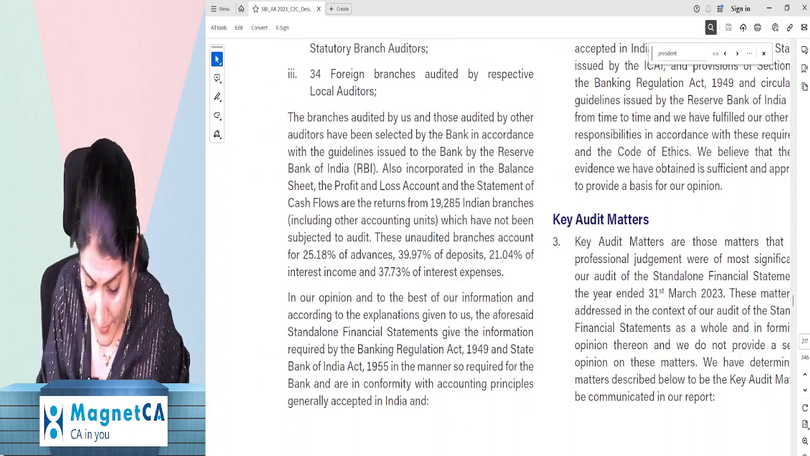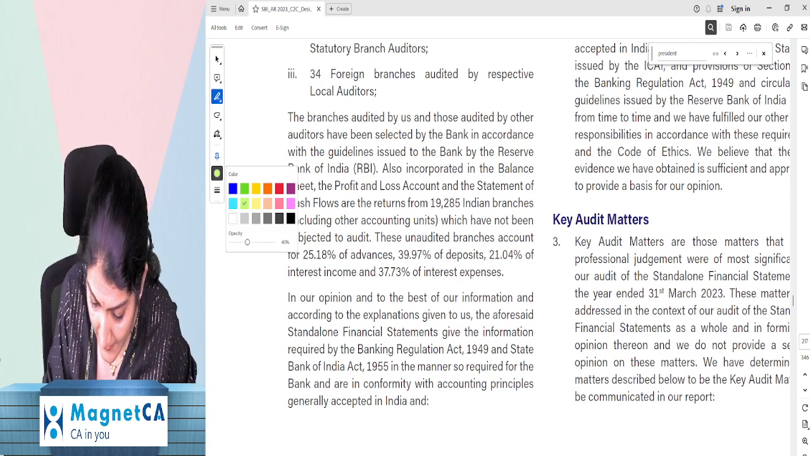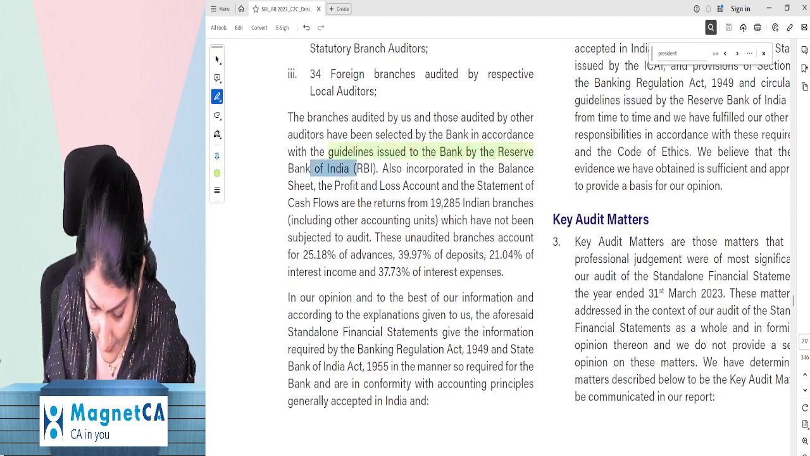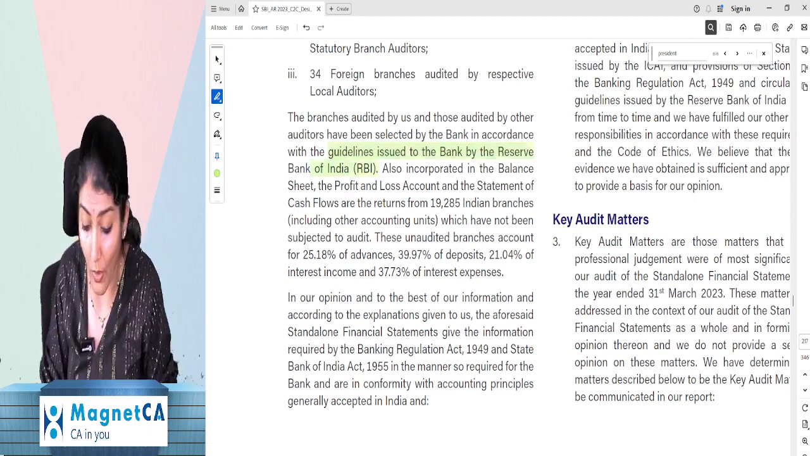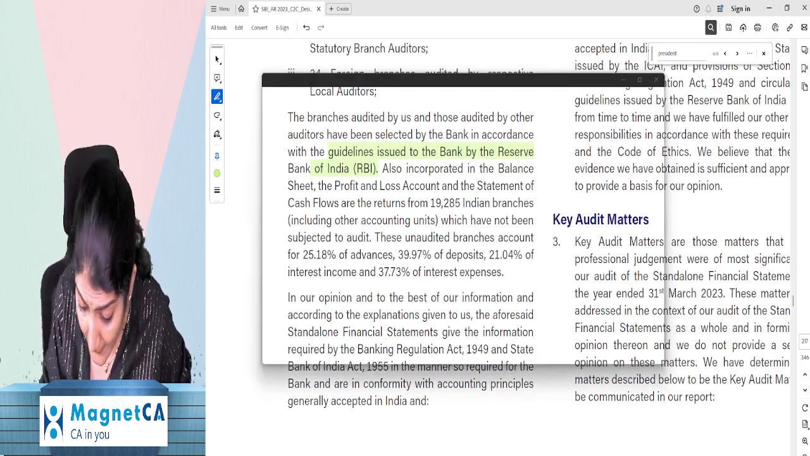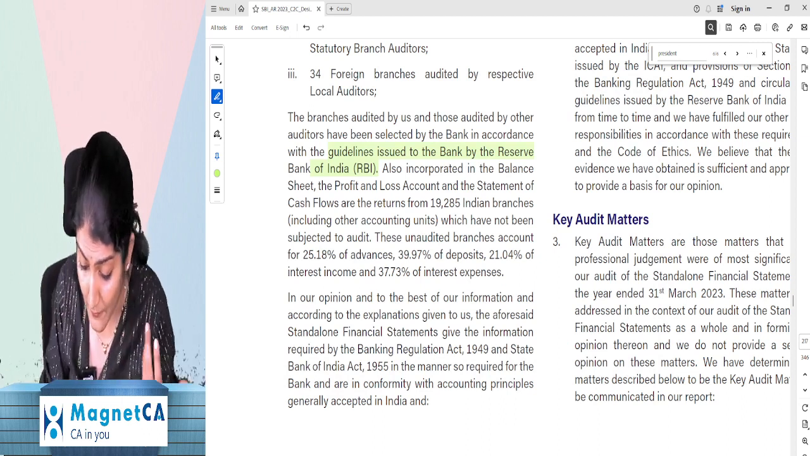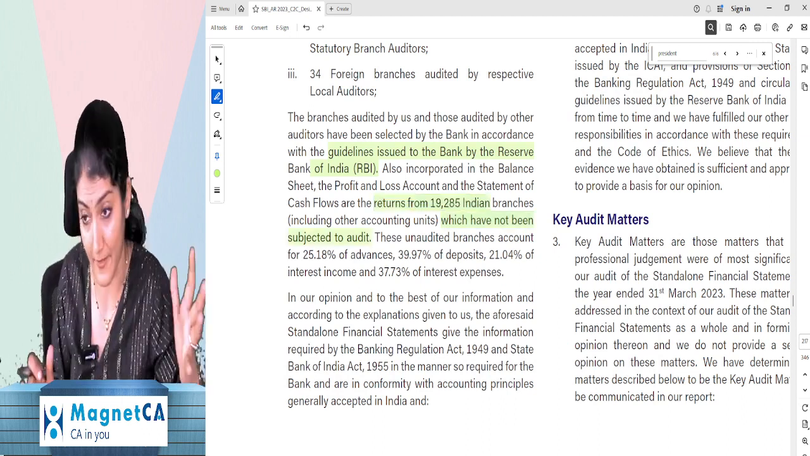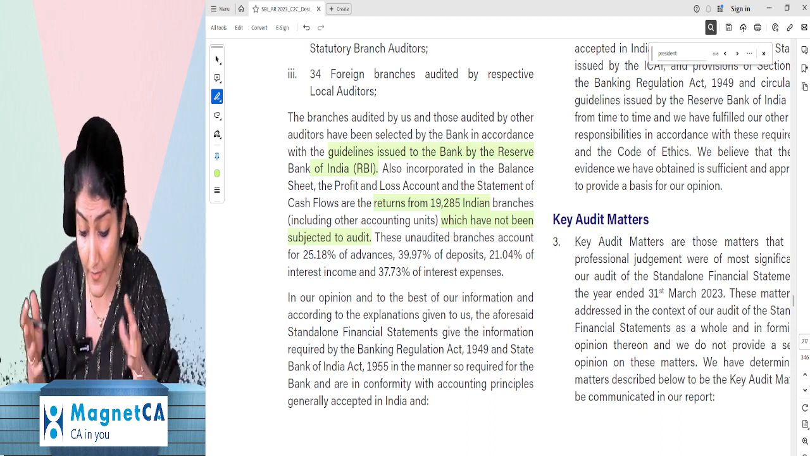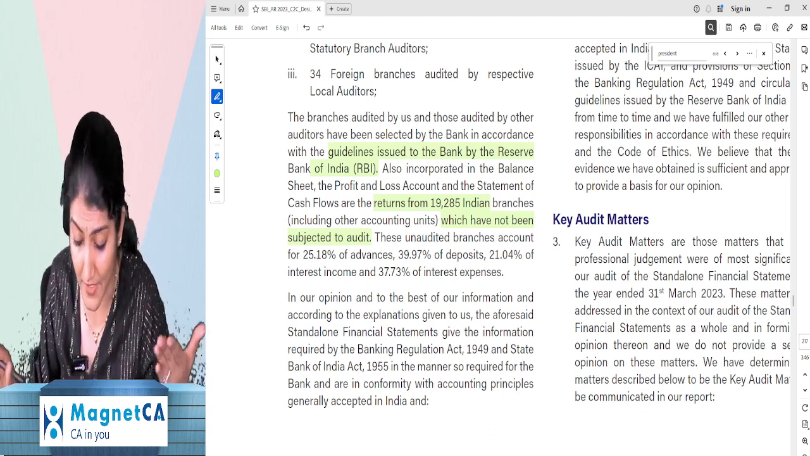The branches audited by us and those which have been audited by the other auditors have been selected by the bank in accordance with the guidelines issued by the RBI. Also incorporated in the balance sheet and profit and loss account are the returns of 19,000 branches. So what do they have? 19,000 Indian branches, including accounting units, which have not been subjected to audit.